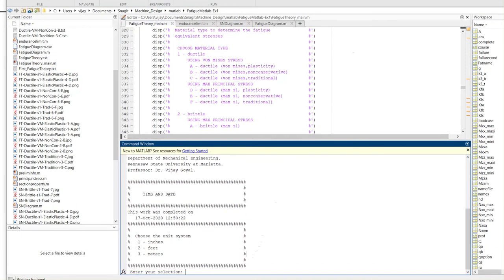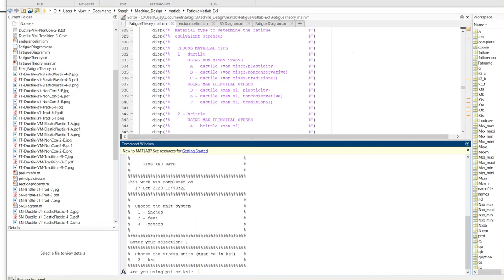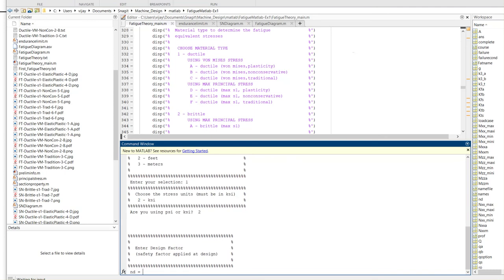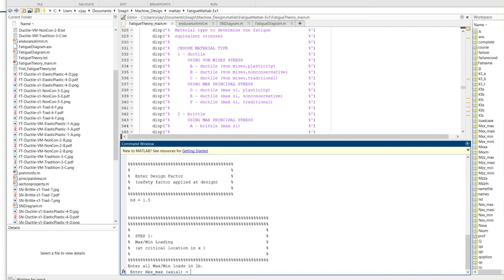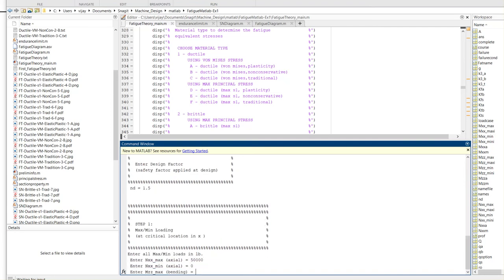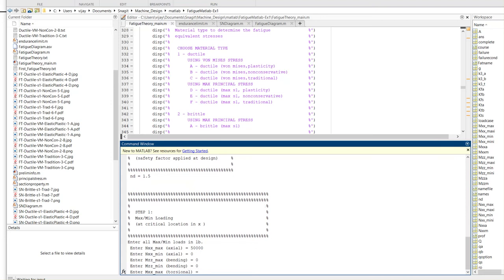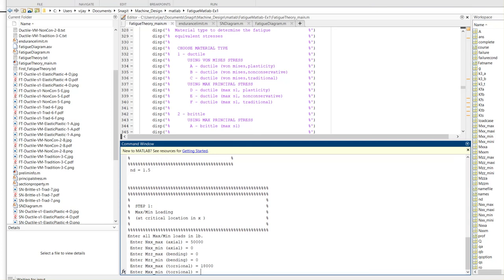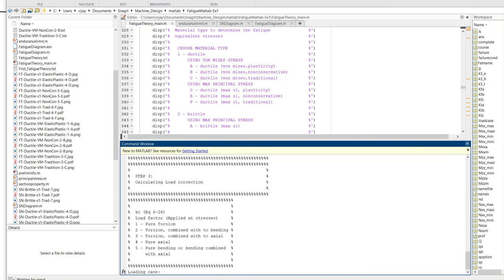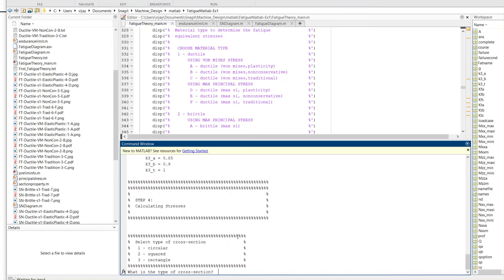and then this is inches, KSI. The design load is 1.5. This is 50,000, 0. I don't have bending moment. If I did, then I would have to include that value there. 18,000, this is 0. The case that we are working with is torsion combined with axial. So this is case number 3.